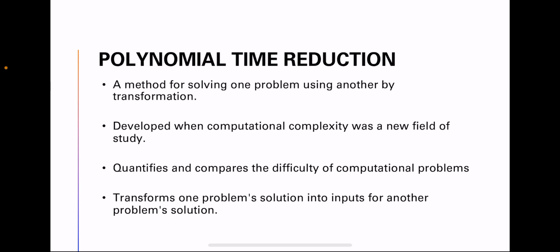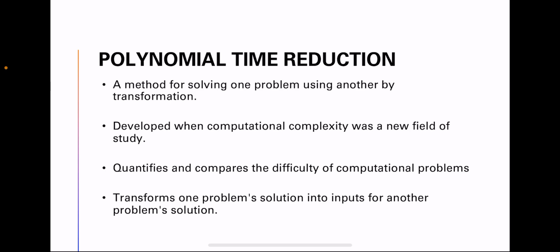The original statement being, how do we compare the difficulty of, say, addition and multiplication, right? How can we quantify the difficulty of addition in a way that allows us to compare it to multiplication, or vice versa? So this is how polynomial time computable functions came around. Then there's polynomial time reduction, which is a method for solving one problem using another. In that way, you can compare the problems.